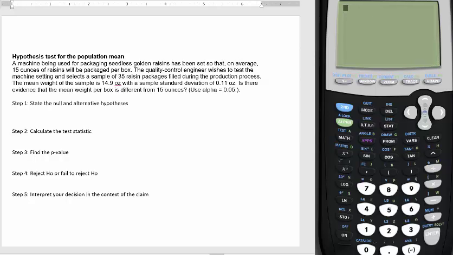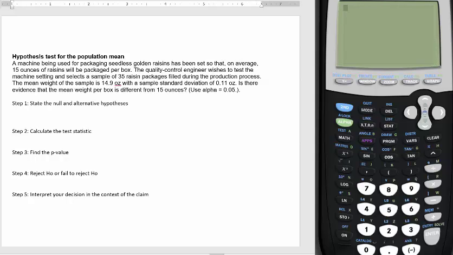In this example, I'm going to show you how to use the TI-84 to perform a hypothesis test for the population mean. There are 5 steps that you have to fulfill. Whether you do the work by hand or by the calculator, you still have to show the 5 steps. So I'm going to walk you through an example, and you can follow this example to perform any hypothesis test about the mean when using the calculator.